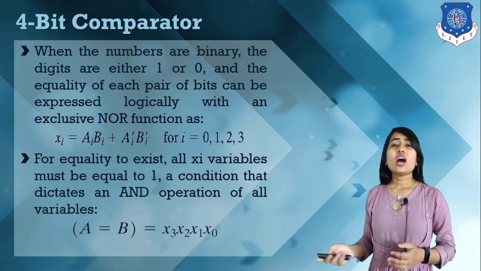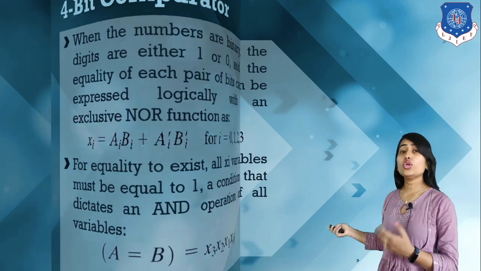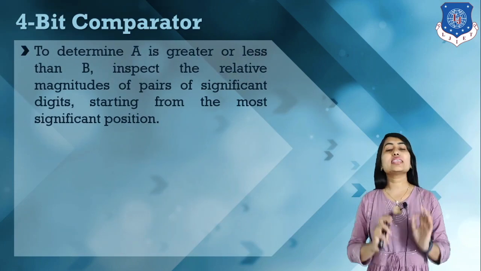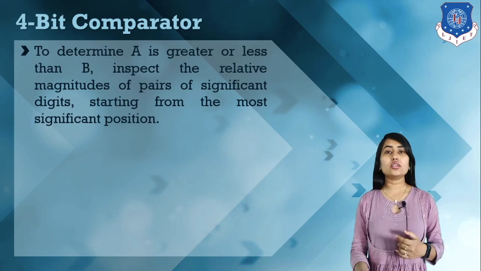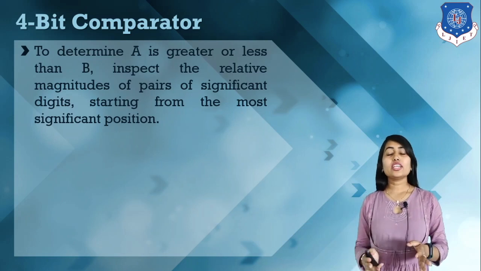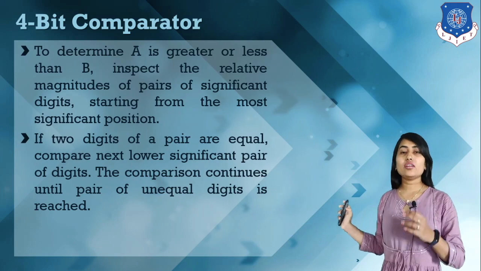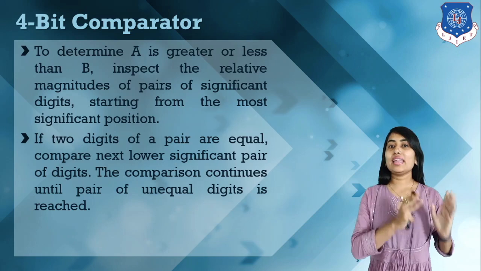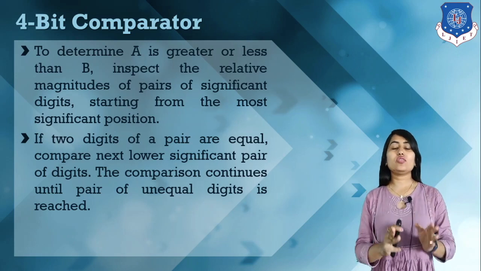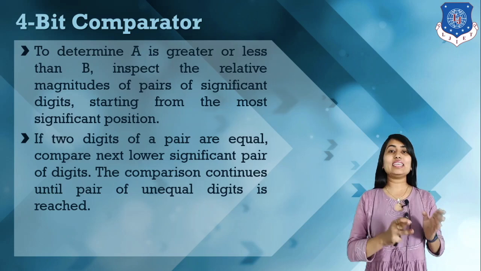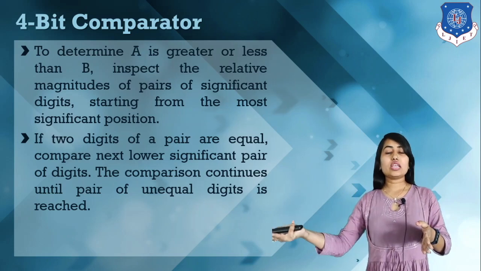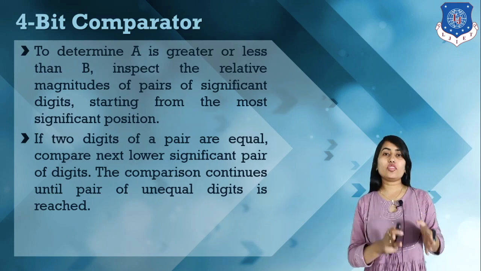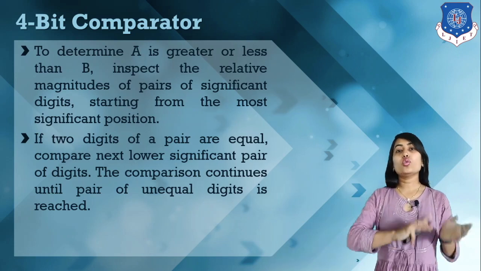Then how can we compare greater and less? To compare whether one number is greater or less than the other number, how can we do that? For that we have to compare the most significant bits. First compare A3 and B3. If A3 is greater than B3, then write A greater than B. If A3 is less than B3, then write A less than B. But if A3 equals B3, then go to the next digits.